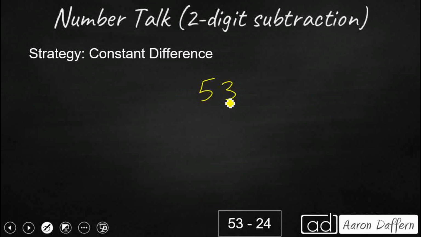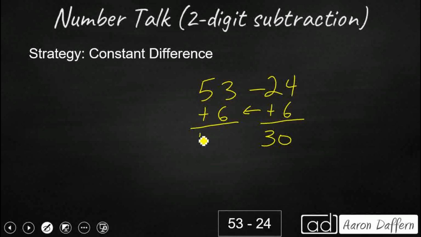Another strategy that's similar to compensation is going to be constant difference. So we start with our subtrahend. We think how far away is it from the next 10? Well, that's a plus 6, just like we did with compensation. Here's the difference. We take the same plus 6 and we go ahead and do the same thing to our minuend. Watch what happens here.